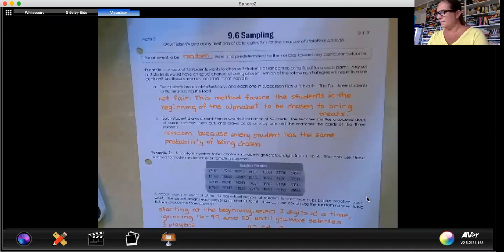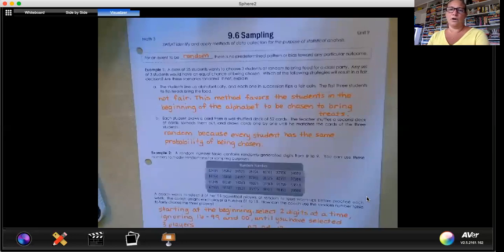So the students line up alphabetically, and each one in succession flips a fair coin. The first 3 students to flip heads brings the food. Well, this is not going to be a fair sample. It's definitely not going to be random because the students in the front of the line, since they're choosing the first 3, have a better shot since they're going to be flipping the coins first. So this is not going to be a fair random sample.